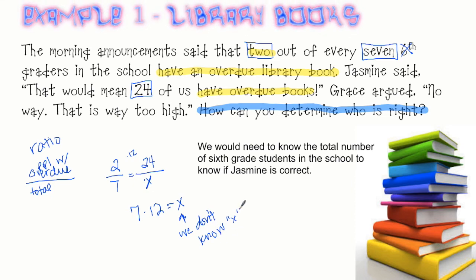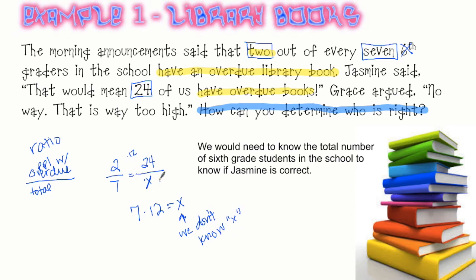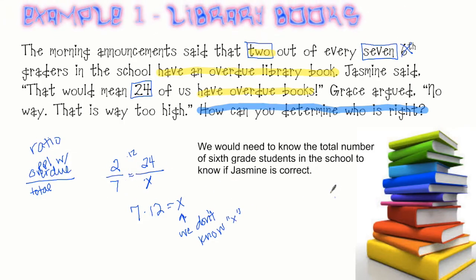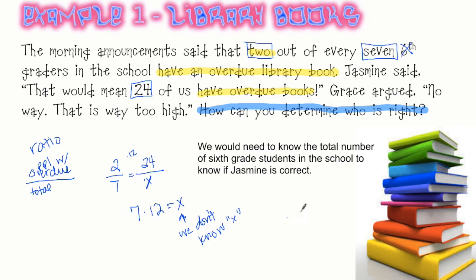Okay. If we knew x, though, in this case we could solve for x, but if we don't know what x is, we can't say for sure whether or not Jasmine is right. Okay. And actually, let's go back and take a look at that and say, all right, well, what would x need to be in order for Jasmine to be correct?